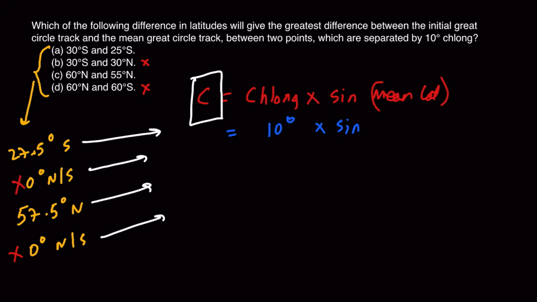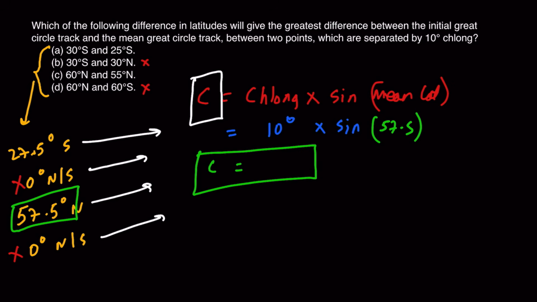It will be 57.5. So if I put sine of 57.5 and I find out the convergency, the value which I'll get will be the maximum. So the maximum value of convergency will be between 60 degrees north and 55 degrees north. So if the value of mean latitude is more, the value of convergency will be more. As simple as that. Okay.